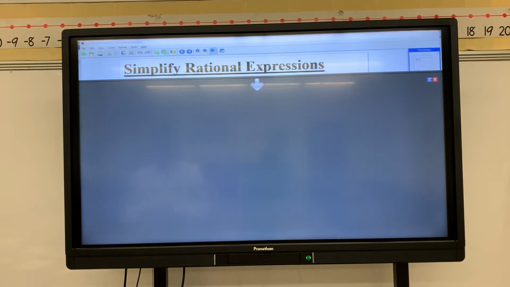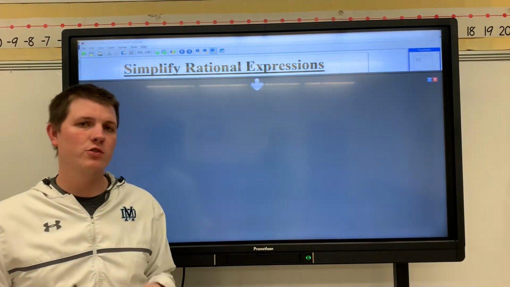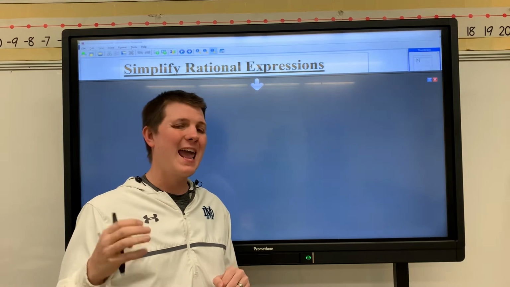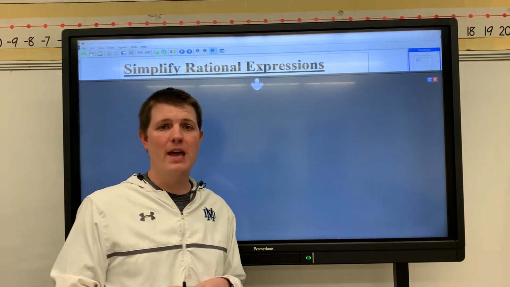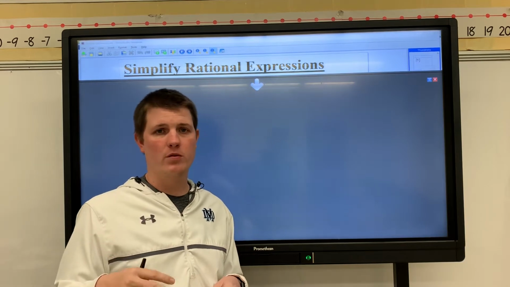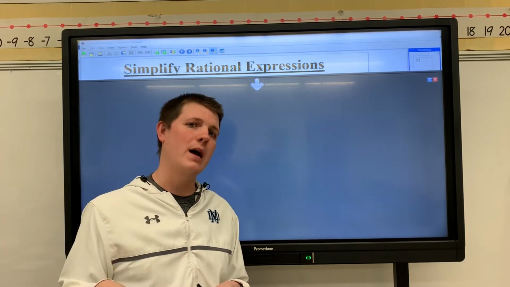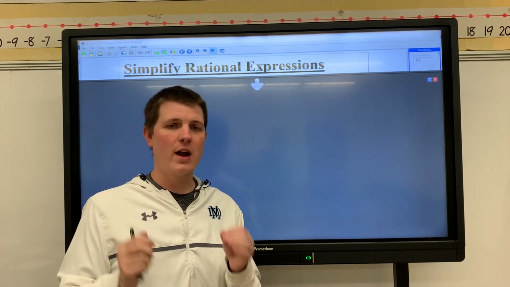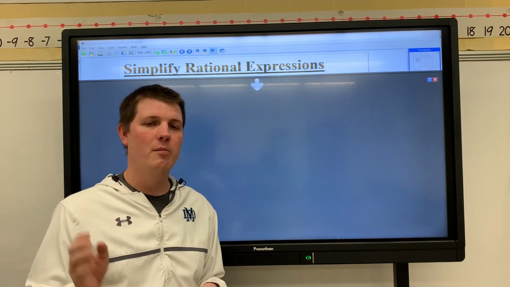Today, we're going to start a brand new topic, and that topic is called rational expressions. A rational expression is basically when you have a fraction and the numerator and/or the denominator are polynomials. So you may have a binomial over a trinomial, a trinomial over a binomial, a binomial over a binomial, or a monomial over another monomial. It's a fraction where the numerator and denominator are both polynomials.